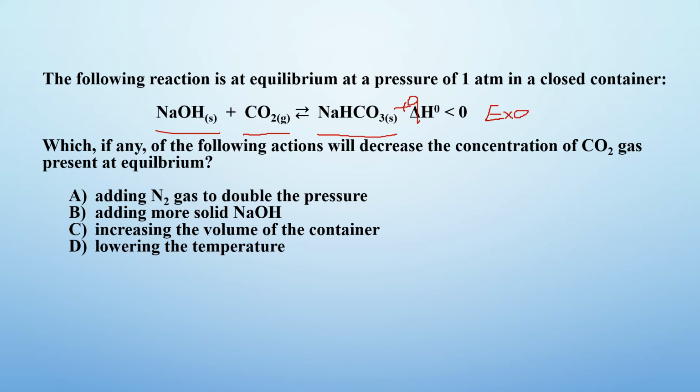So the question asks which of the following actions will decrease the concentration of CO2. Right, so we want the CO2 concentration to decrease. We want it to be consumed, meaning that this net reaction should be shifted to the right. So for an exothermic reaction, if you want the chemical reaction to shift to the right, we want to lower the temperature. So the answer should be D, lowering the temperature.